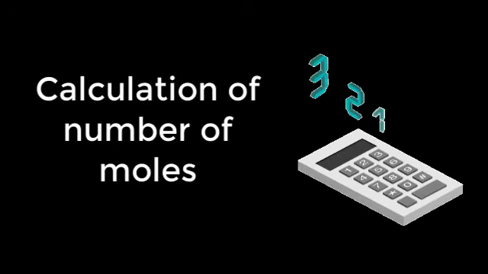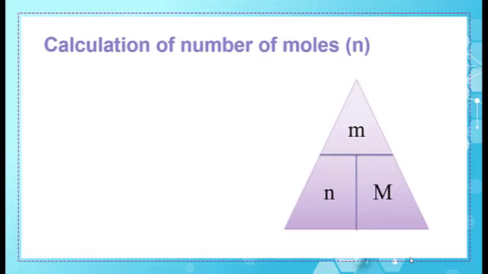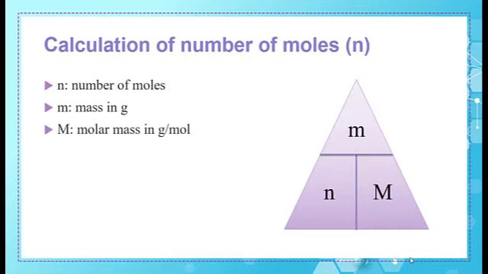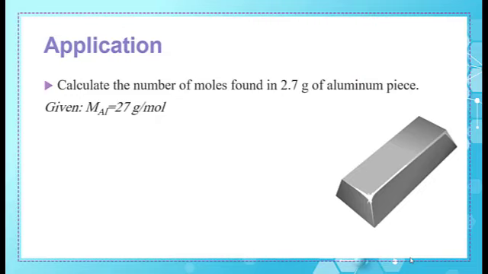Calculation of the number of moles n. In order to calculate the number of moles n, we have the rule represented in the following triangle. The number of moles n is equal to the mass m over the molar mass capital M. As an application, to calculate the number of moles found in 2.7 gram of an aluminum piece, given that the molar mass of aluminum is 27 gram per mole, we write the rule n equal m over molar mass. We substitute the mass, which is given 2.7 gram, and the molar mass, which is also given 27, to get the answer 0.1 and the unit mole.